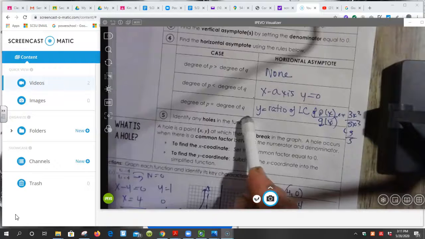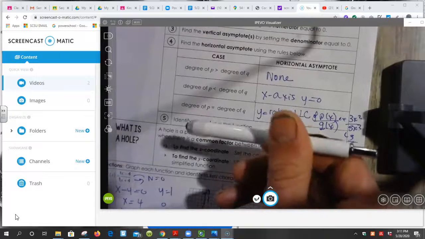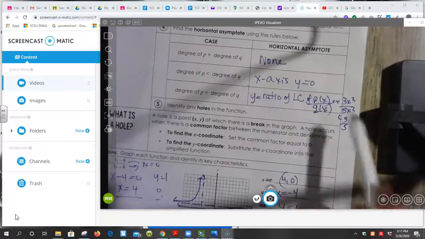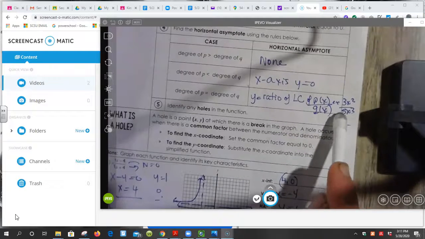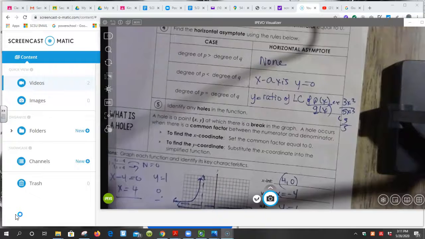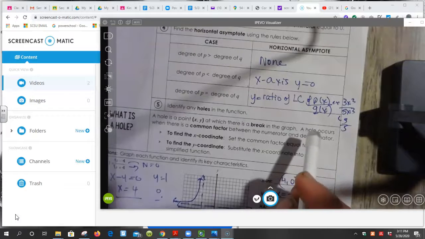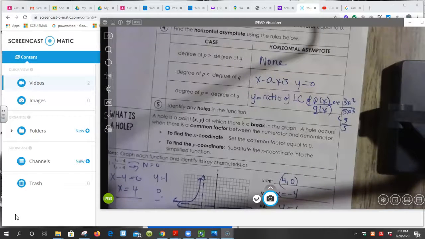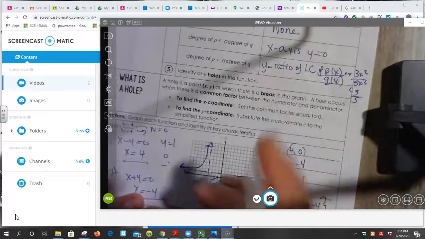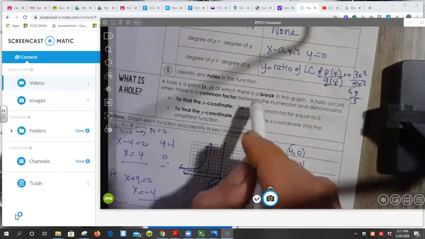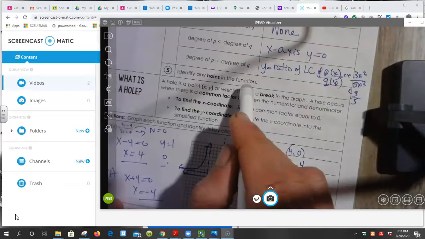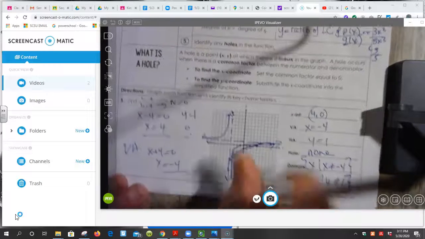And if the degrees are the same, then it's going to be a horizontal line, y equals the ratio of the coefficients on the front. So if you have 3x squared over 5x squared, y equals 3/5 would be the horizontal asymptote there. And holes in the graph are places where the graph is undefined. We'll see a little circle, and that's going to happen when we divide out a common factor. We'll see examples of that.